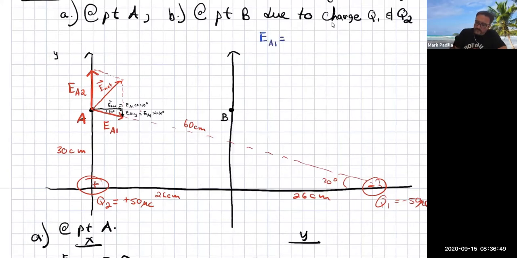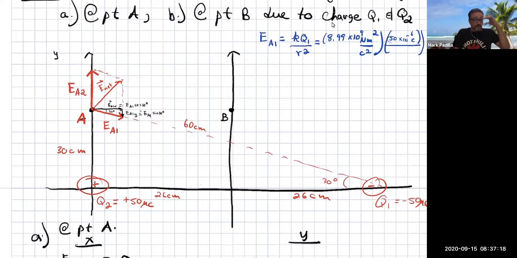EA1 would be K Q1 over R squared. And let's do that. 8.99 times 10 to the 9 newtons meters squared over coulombs squared times 50 times 10 to the negative 6 coulombs over, what is it? R1 is 60 centimeters, so that would be 0.60 meters squared.